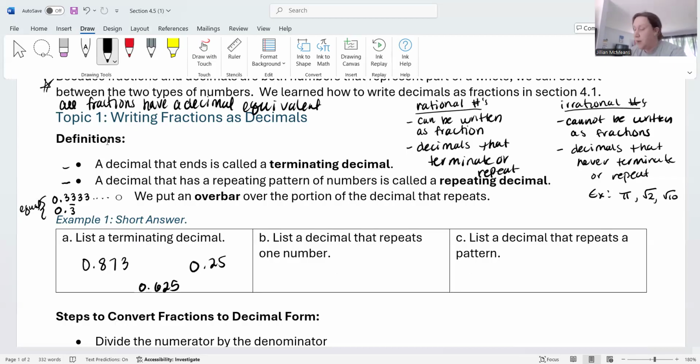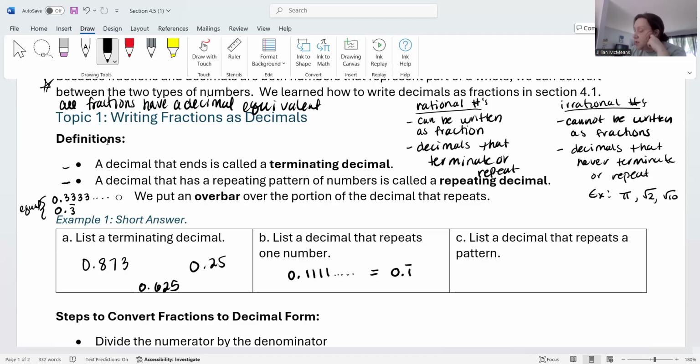They just end. Now, the next one says list a decimal that repeats a single number, or just one number. So we could have something like 0.111, with the 1 repeating. That 1 just repeats forever. But remember, we wouldn't write it like this. Instead, we would take the smallest portion that repeats, which is just the number 1, and I would put a little bar over it, which is called an overbar. That tells me that 1 repeats forever.